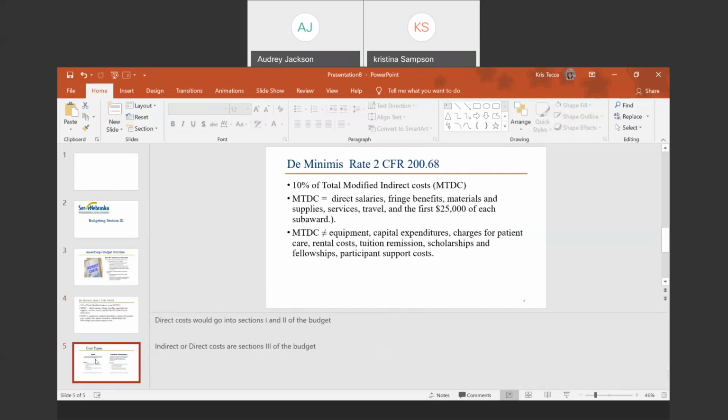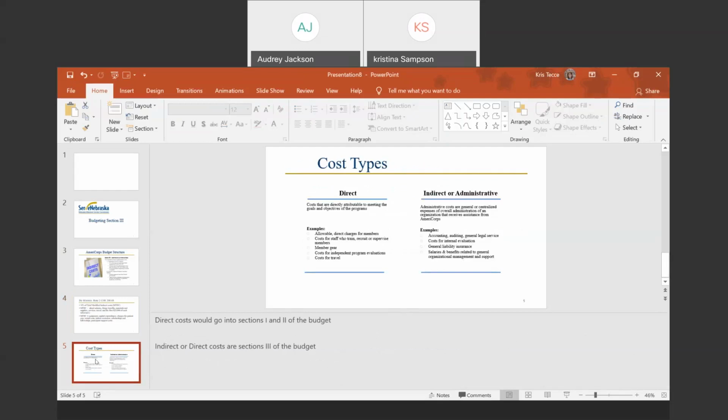And another important part is just to understand what indirect and direct costs are. Direct costs are costs that are directly attributed to the program and meeting your goals and objectives. Examples include costs for members, costs for staff who train, recruit, or supervise members, member gear, costs for specific program evaluations that you might do on your service, costs for travel or training.